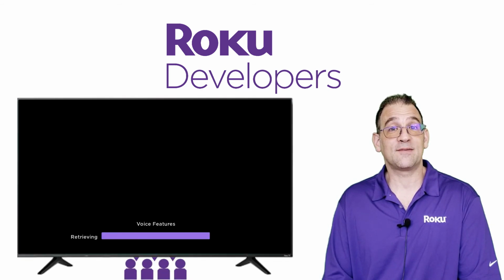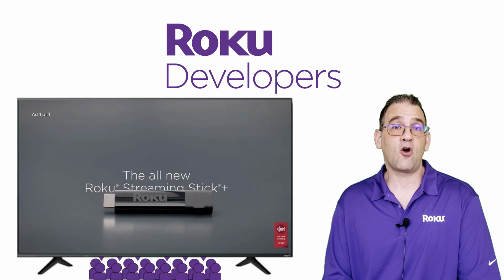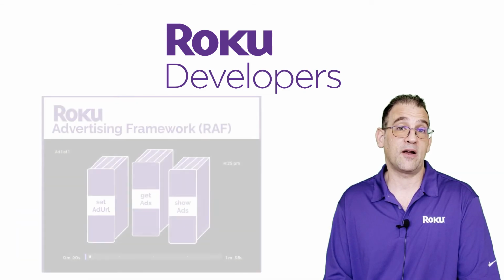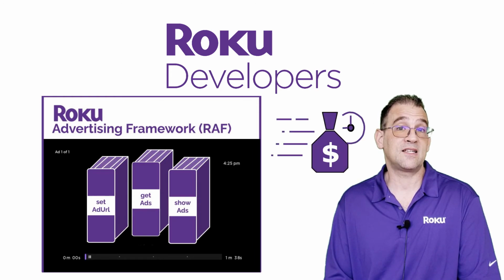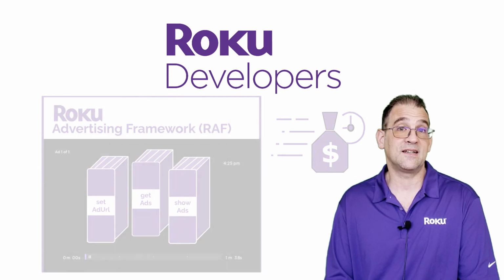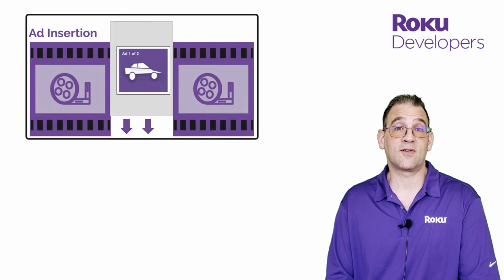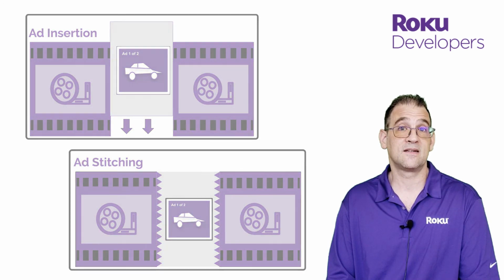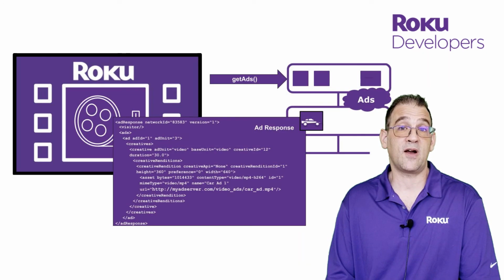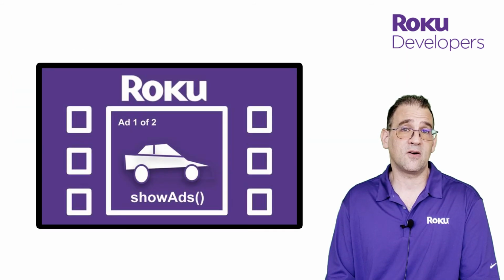Demand for free ad-supported streaming is growing, and the Roku platform includes a dedicated library called the Roku Advertising Framework, or RAF, that makes monetizing content with ads fast and easy. RAF provides a complete suite of client and server-side solutions for seamlessly inserting video and interactive ads into content. Video ads can be retrieved from your ad server, parsed, and rendered with just a few API calls.